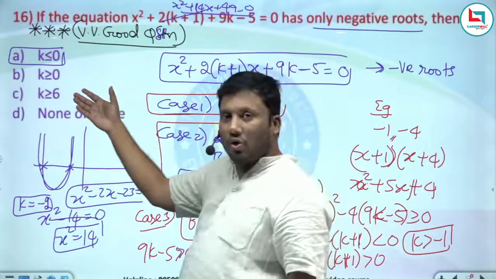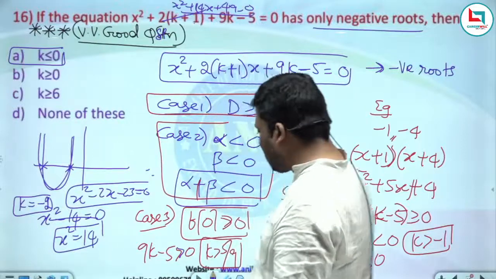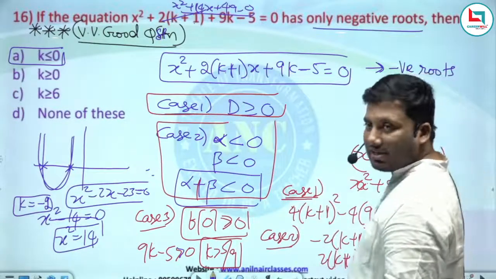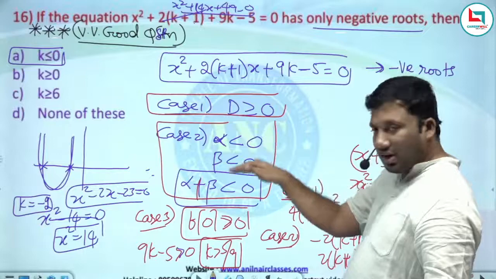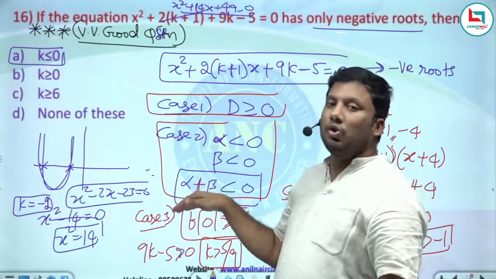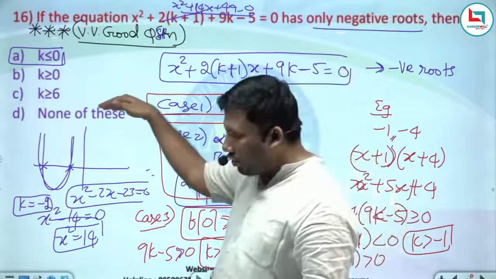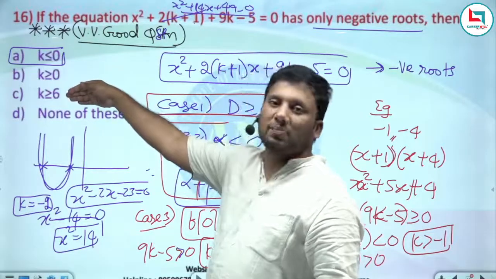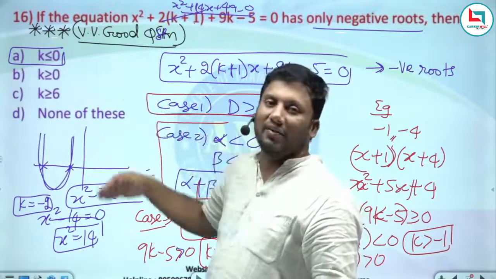But we do not know whether any other value will satisfy. I hope the idea is clear. Case 1, case 2, case 3: these are the 3 important cases. A student should know it. In case there is no option like none of these, you can substitute a value of k from the given answer options.